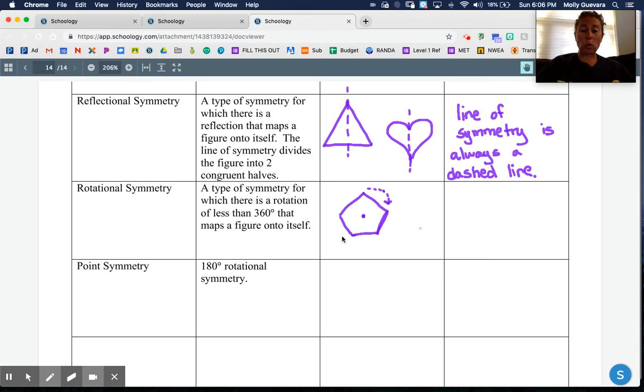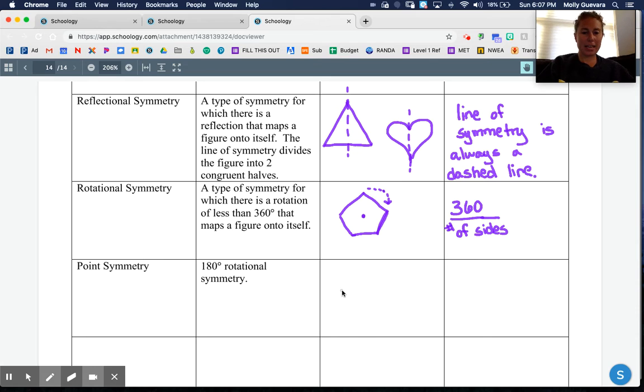And so the way that we find our rotation symmetry is we do 360 degrees because that's a full, all the way around rotation. And then we divide by the number of sides. And that will allow us to find our rotational symmetry.